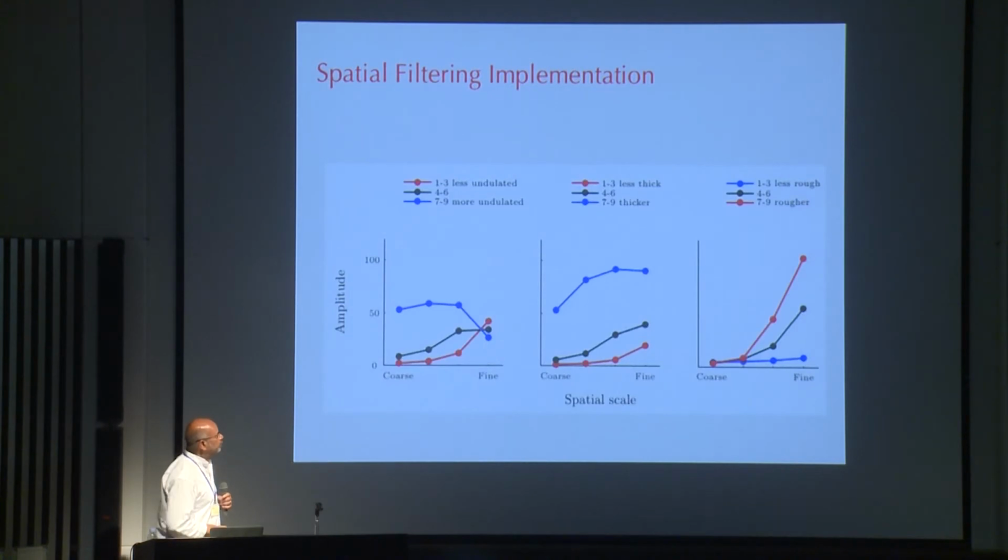Okay. And one can plot this another way, which is we take the 9 ratings we had for undulated, thick, and rough, and we plot them as what the amplitude is for all of those in those categories together. So on the filter outputs from coarse to fine, the more undulated ones are higher here, and the less undulated ones are low over here, as you would expect in the coarse part. For thick and thin, it's the differences over here. And for the rough ones, the biggest difference is here at the finest scale.